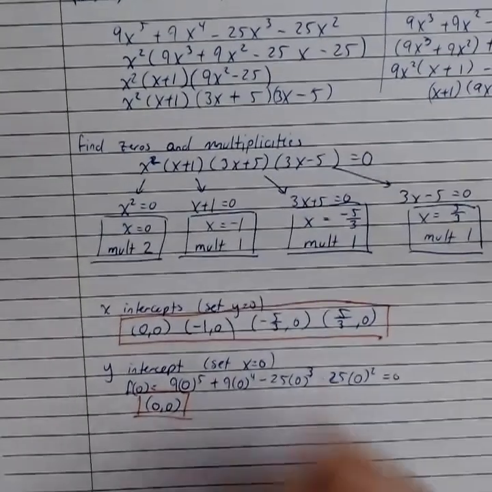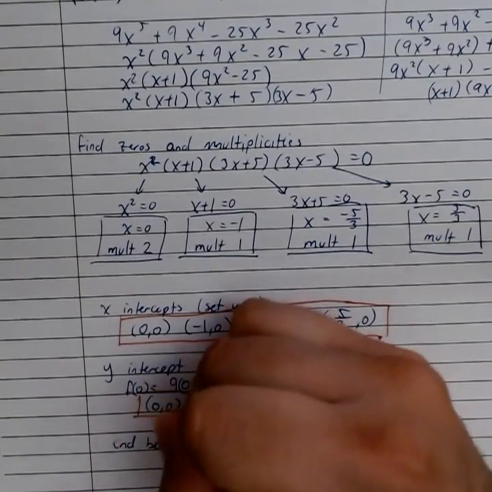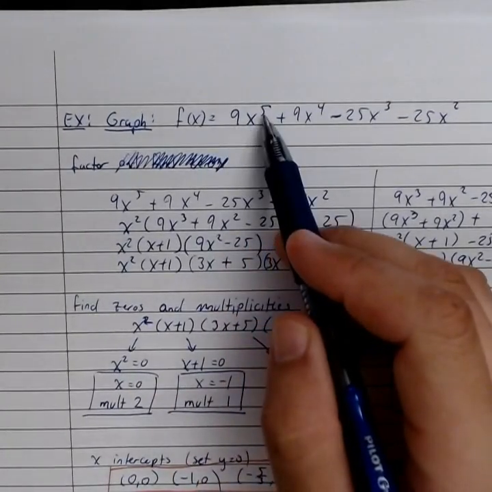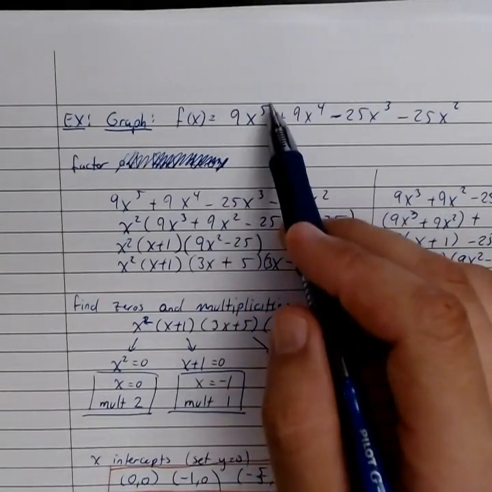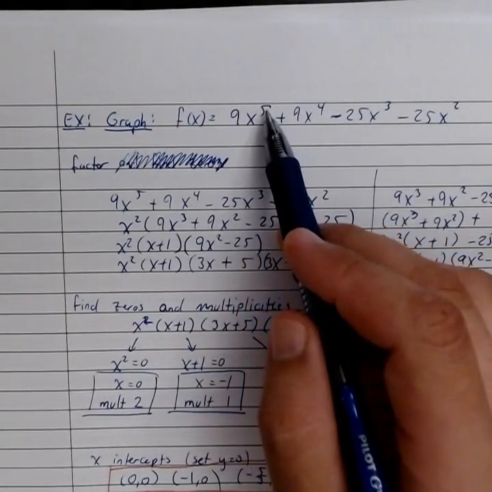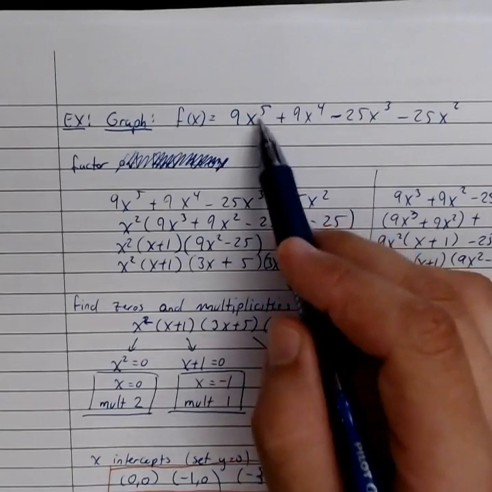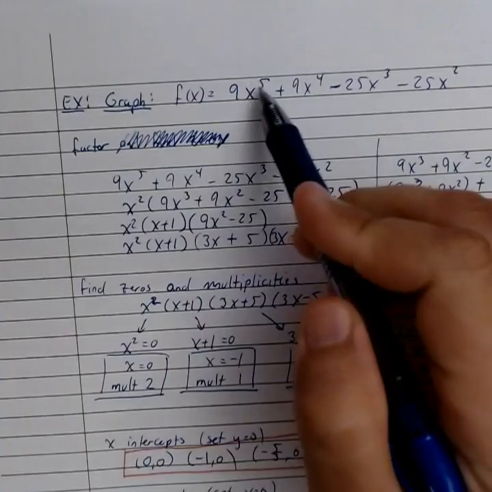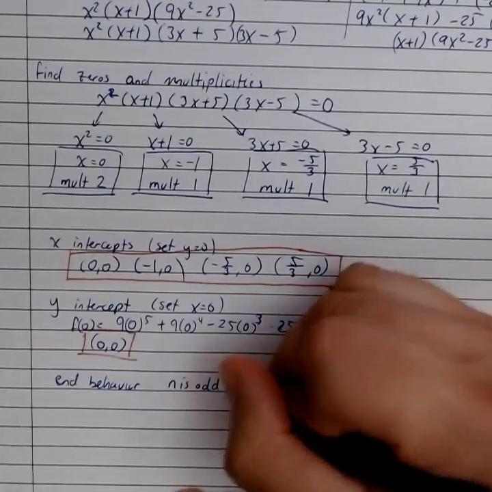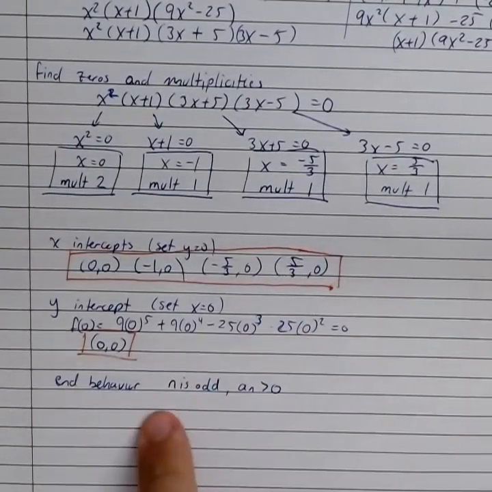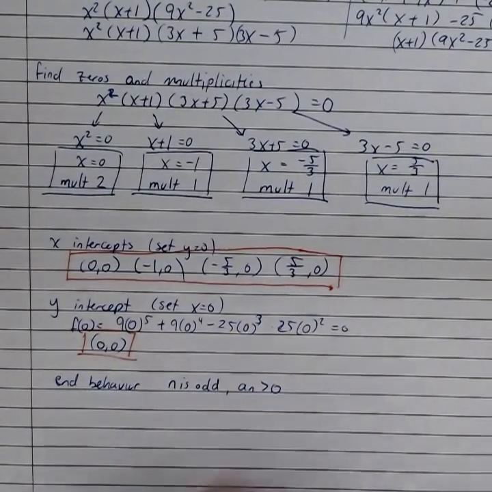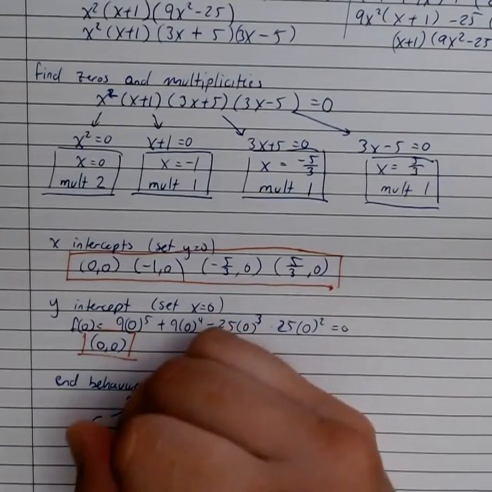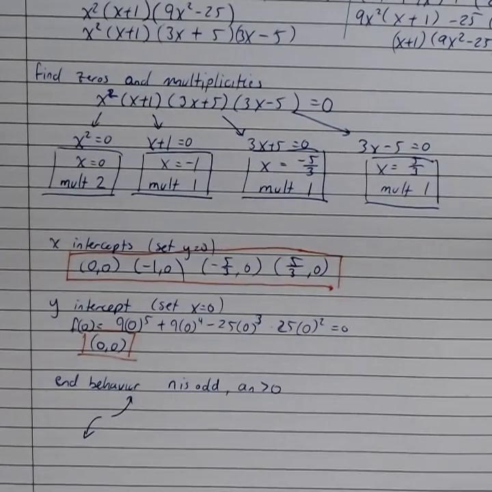And then don't forget your end behavior. Your end behavior, right here, 9x to the power 5. That's the only term that's going to matter. The end behavior comes from the lead term, the term with the biggest power. Note that this has a power that's odd. So here, n is odd, and the coefficient is positive. So whenever you have an odd power and a positive coefficient, your end behavior tells you you're going to be going up to the right and down to the left. So that's our end behavior.